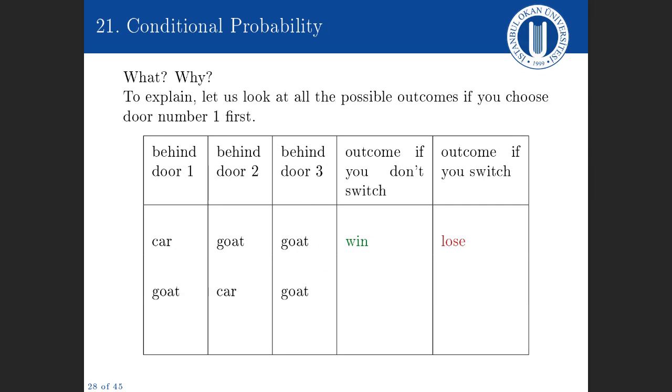The second case is if the car is behind door number 2. We start by saying we want door number 1. The host knows where the car is. So the host opens door number 3 again, and he shows us that there's a goat behind door number 3. And then the host says, do you want to stay with door number 1, or do you want to change your mind and have door number 2 instead? If we stay with door number 1, if we don't change our mind, then we lose. If we do want to change, if we have door number 2 instead, then we're going to win the car.